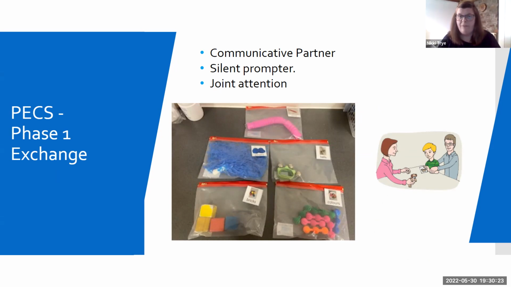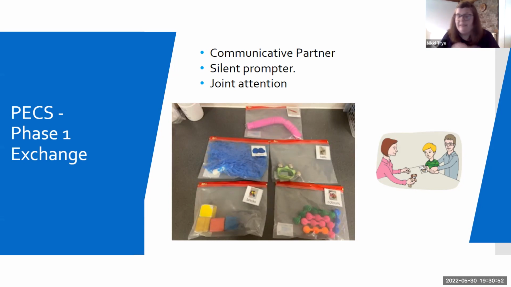We need to make sure we have a communicative partner and a silent prompter. Now, if you're going to communicate with me, I can't prompt you and receive your information at the same time because it's too confusing. So if you're going to hand me one of those bags or a Chinese box that's got something in it, I can't put my hand out to receive it because then I'm prompting you. But the silent prompter can do that. So that's the person that sits behind the young person.